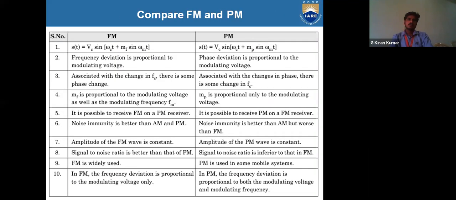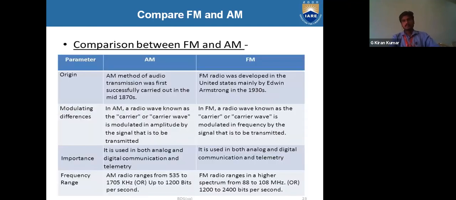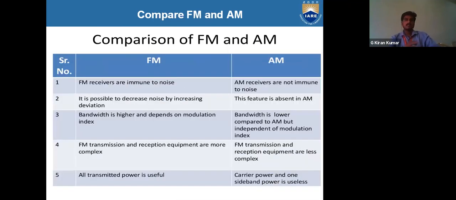Okay, now let us go for the comparisons of FM and PM, and then FM and AM signal comparison. Here I have mentioned some basic points. This is our last topic in the syllabus: comparison of FM with AM. First of all, we go for the comparison of PM and FM, and then we'll go for the comparison of AM with FM signal.